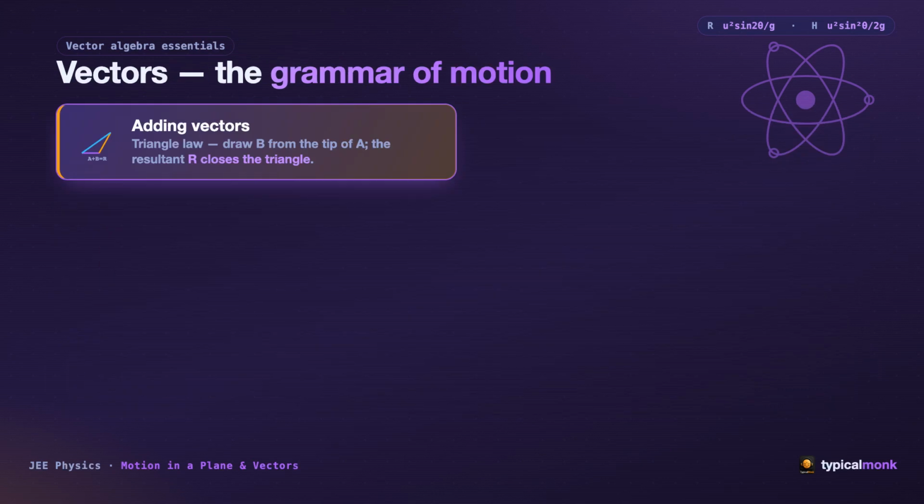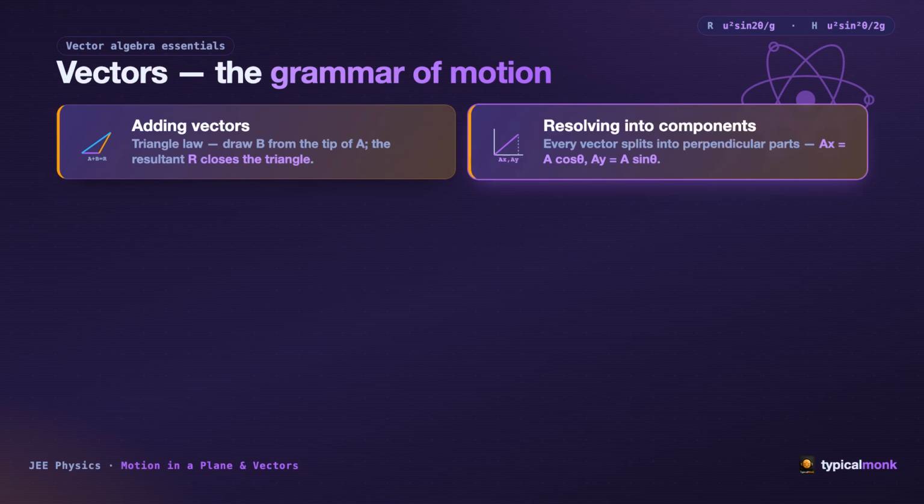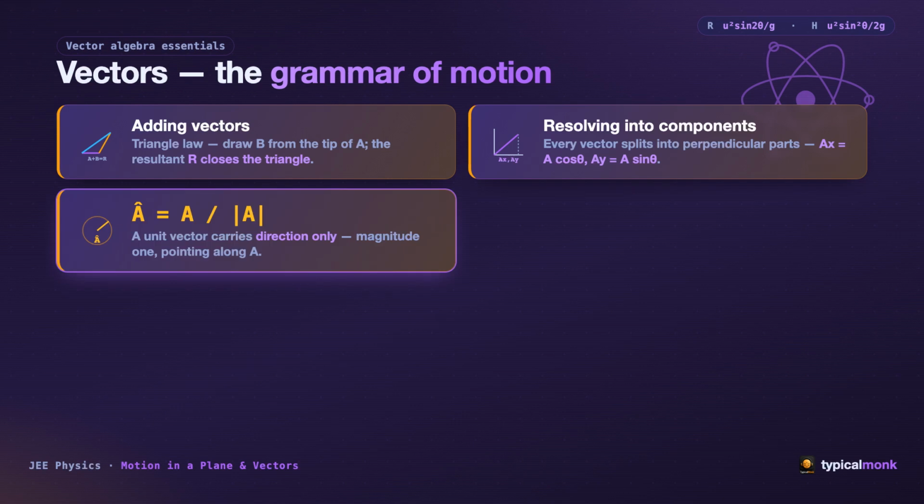Let us build a toolkit first. Vectors add tip to tail, the triangle law. Draw the second vector starting from the tip of the first, and the resultant closes the triangle, running from the start of the first vector to the tip of the second. Any vector can be resolved into 2 perpendicular parts, a horizontal component and a vertical component, and together those 2 components rebuild the original vector exactly. A unit vector carries no size at all, only direction. You get it by dividing a vector by its own magnitude.